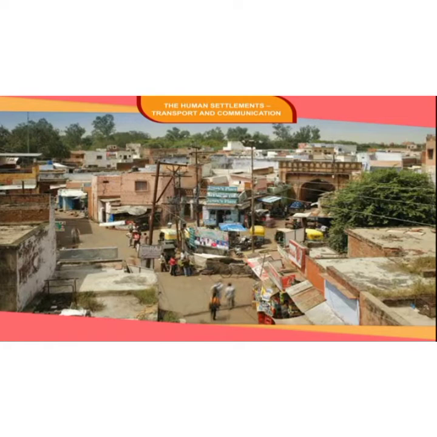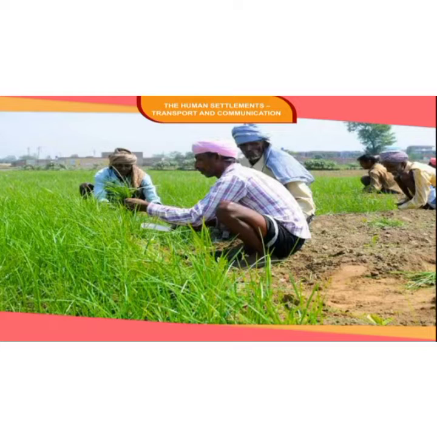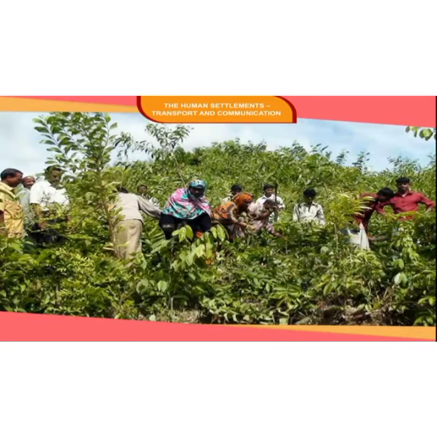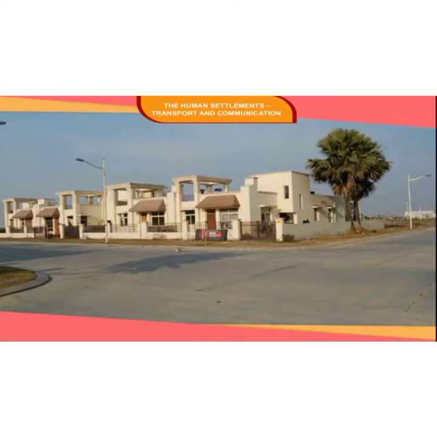Rural and urban settlements. On the basis of type of occupation practiced by its inhabitants, the settlements may be rural or urban. In rural settlements, most of the people are engaged in primary occupation like agriculture, mining, fishery, and forestry. The products are derived directly from nature. Villages are the examples of rural settlement. In urban settlements, people are engaged in secondary and tertiary occupation. They either work in industries or they provide services like health and education. Towns and cities are examples of urban settlements.